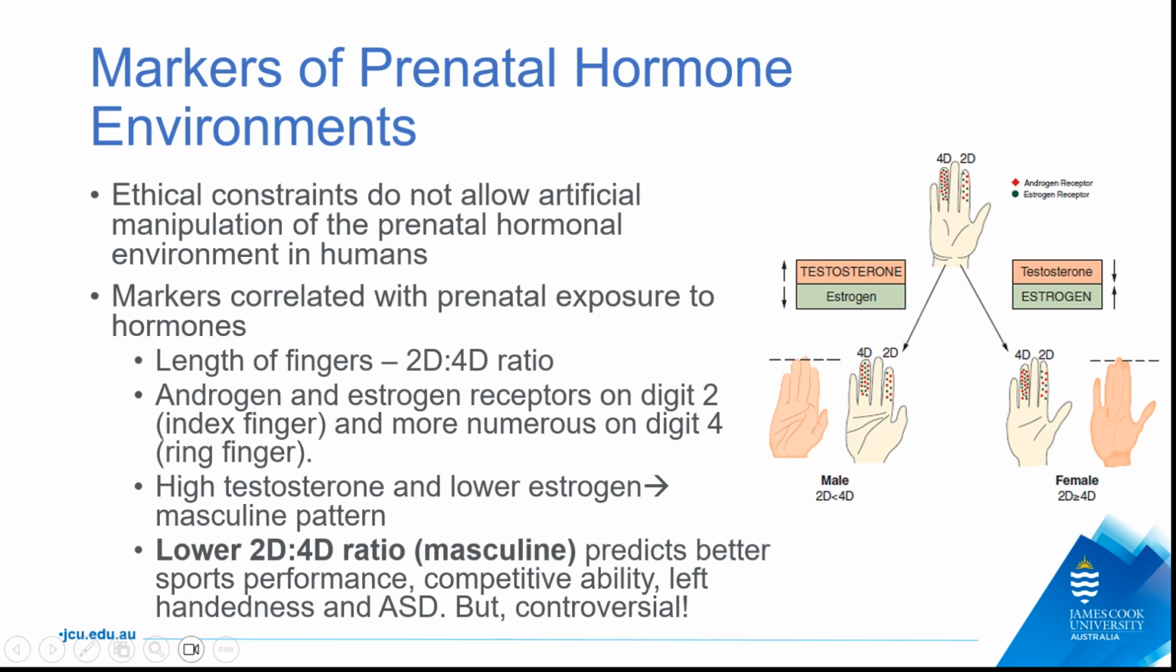The 2D to 4D ratio. As I mentioned in today's first tutorial, our 2D is our index finger, the second digit, and our 4D is our ring finger. High testosterone and lower estrogen levels give rise to this masculine pattern of a relatively lower 2D to 4D ratio. This lower ratio is a good thing for men: it predicts better sports performance, competitive ability, left-handedness, and unfortunately ASD. However, this is controversial because it is correlational evidence, and we don't really know the mediating factors.